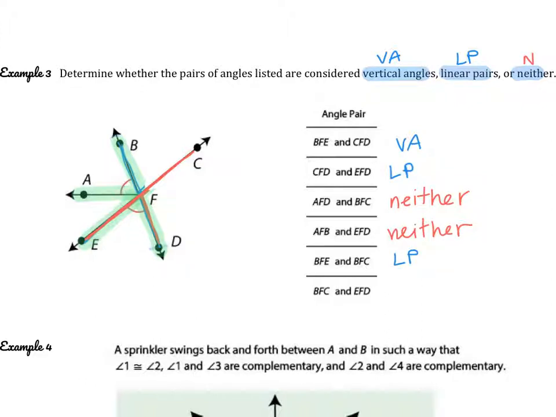And for the last one, we have BFC and EFD. So that would be this angle right here and this angle right here. We can see that it's formed from 2 intersecting lines and they are opposite, so we call those vertical angles.